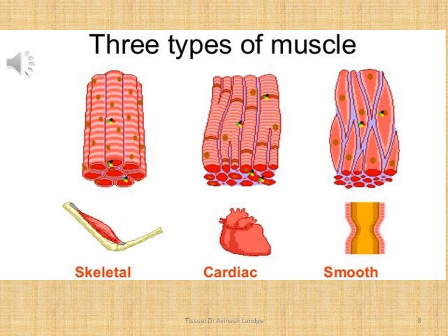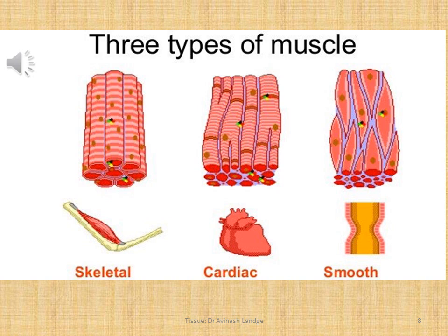Let us see features of these muscular tissues. These muscular tissues are long fiber-like cells called muscle fibers. They are capable of contraction and relaxation. In its types, first type is striated muscles.